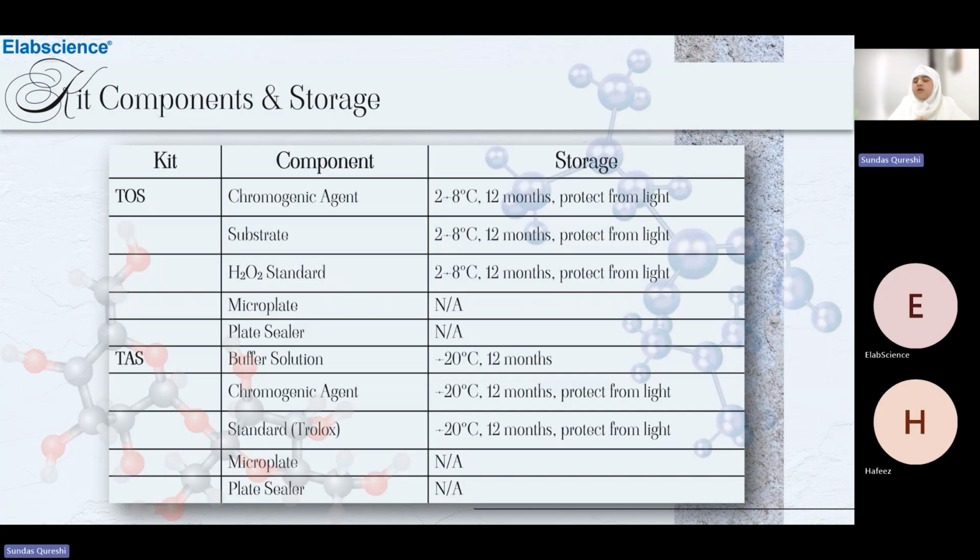It is also very important to store the reagents according to recommended conditions. For example, for the TOS, most of the reagents are kept at 2 to 8 degrees and protected from light, while TAS reagents must be stored at -20, also with light protection where specified. So these specifications are mentioned in the manual, so you don't have to worry about anything. And it is always recommended to follow these guidelines to maintain the reagent stability and ensure reliable assay performance.